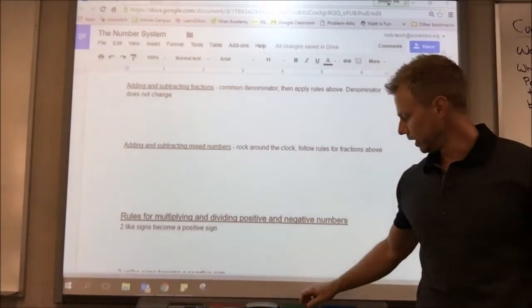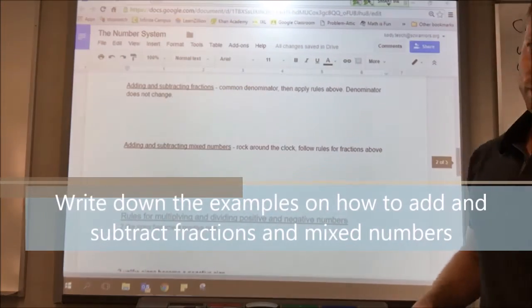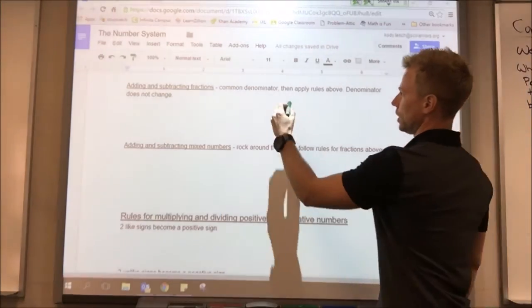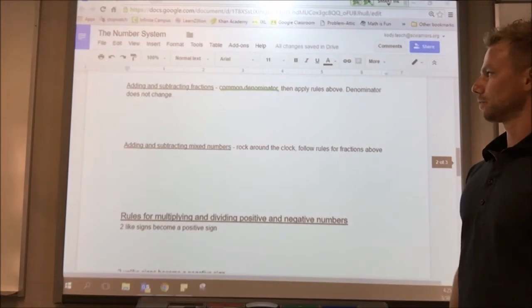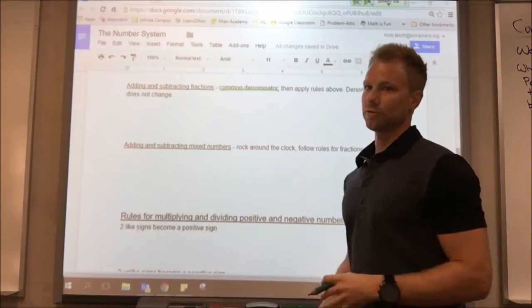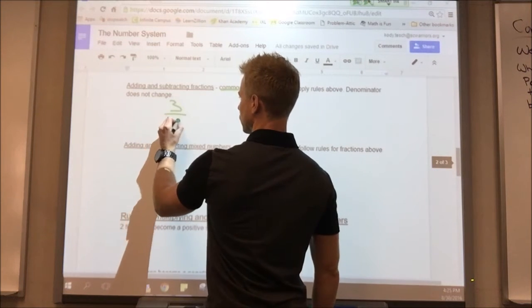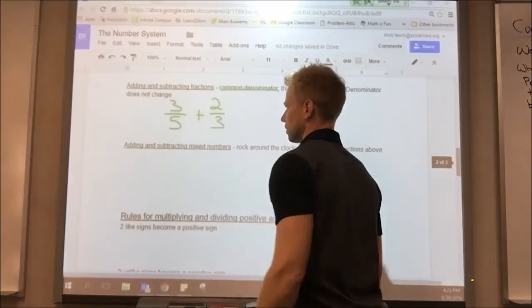Hey, seventh graders, we need to know how to add and subtract fractions for this next standard. So we're going to review how to do that. First thing we need is a common denominator. Okay, and how we find a common denominator is we find the least common multiple. So let's say we have two fractions, 3/5, and we're adding 2/3.